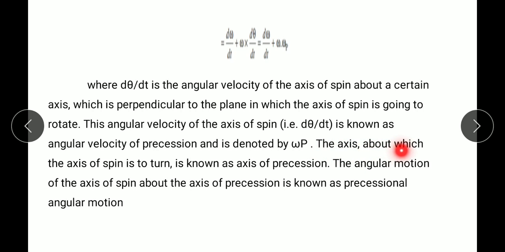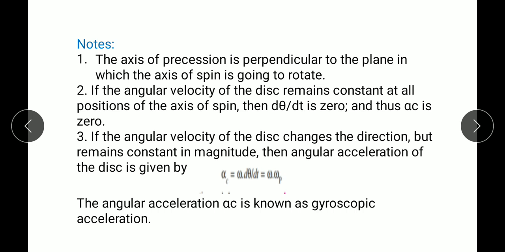The axis about which the axis of spin is rotating is known as the axis of precession. The angular motion of the axis of spin about the axis of precession is known as precessional angular motion. Okay. Next, note: the axis of precession is perpendicular to the plane in which the axis of spin is going to rotate. Next, if the angular velocity of the disk remains constant at all positions of the axis of spin, that is dθ/dt is 0, thus αc is 0.